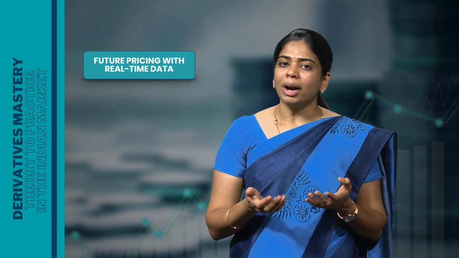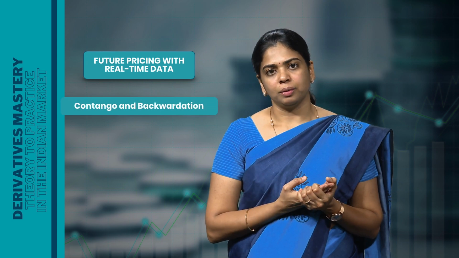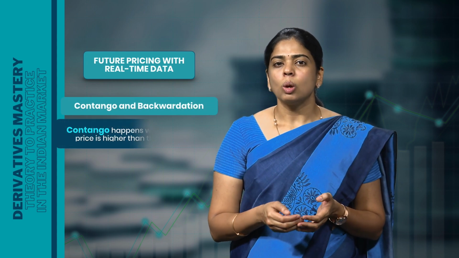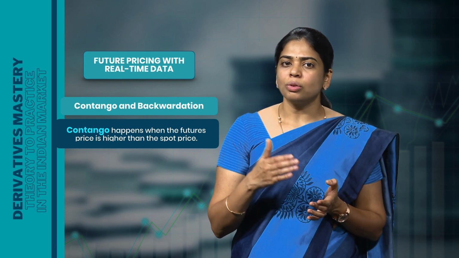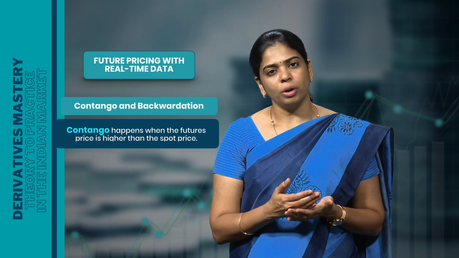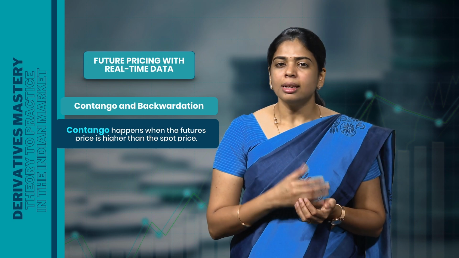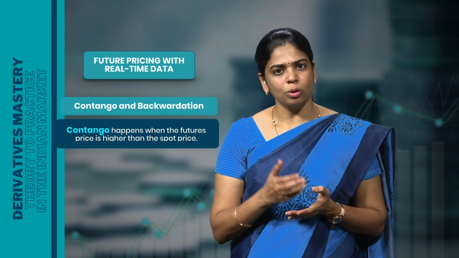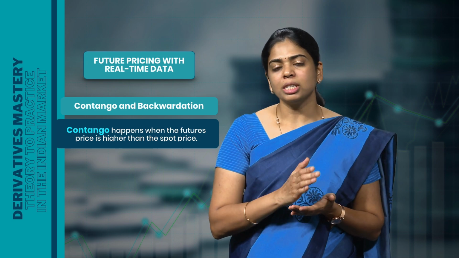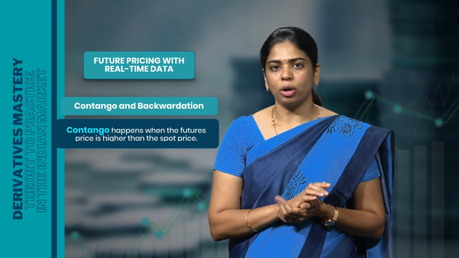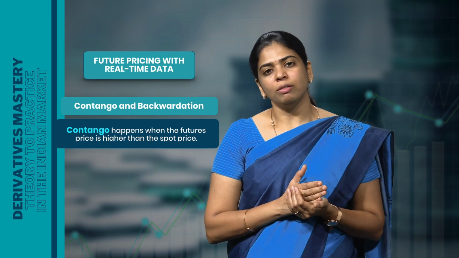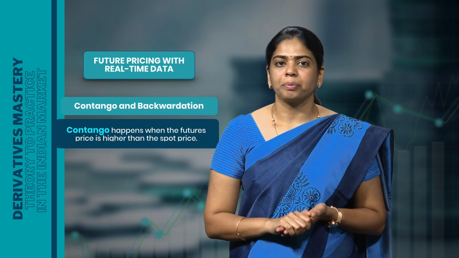Now, you might wonder why the future price could differ from the spot price. This brings us to two important concepts, contango and backwardation. Contango happens when the future price is higher than the spot price. It reflects the cost of carrying the assets like interest, storage, and insurance. In this case, since the December future contract is priced at 2757.90, which is higher than 2708.15, the spot price, this is an example of contango. It usually happens when investors expect the prices to rise.